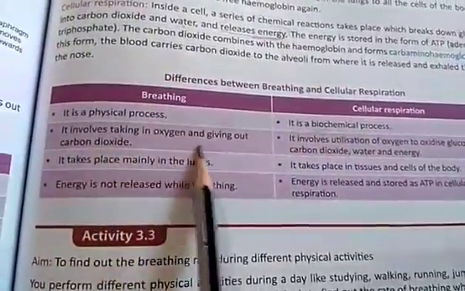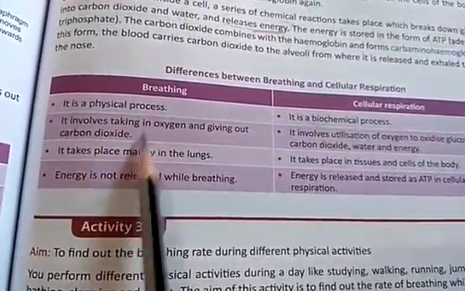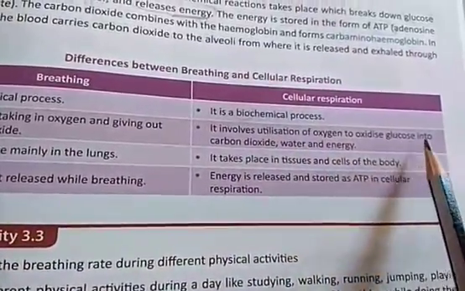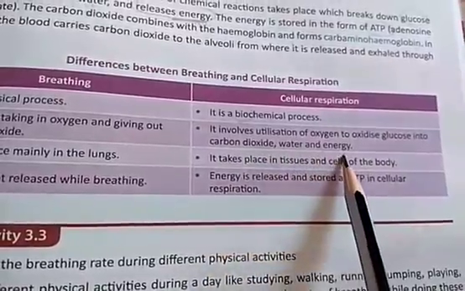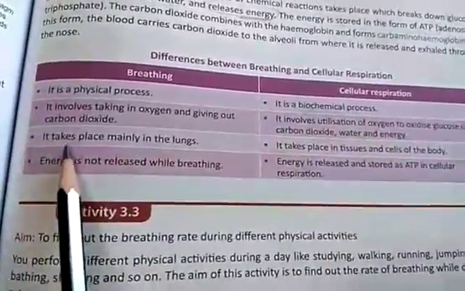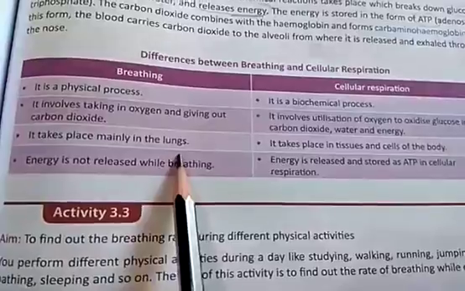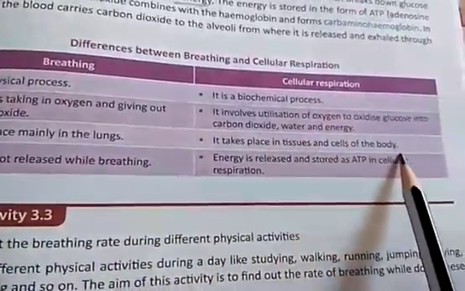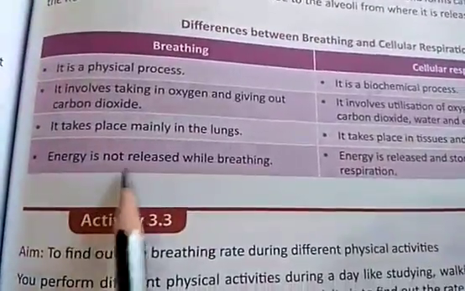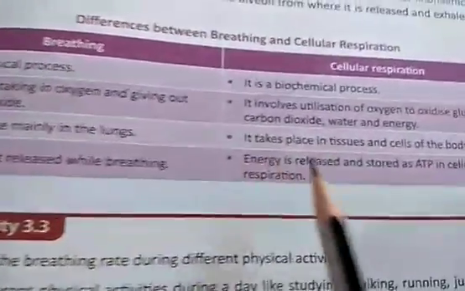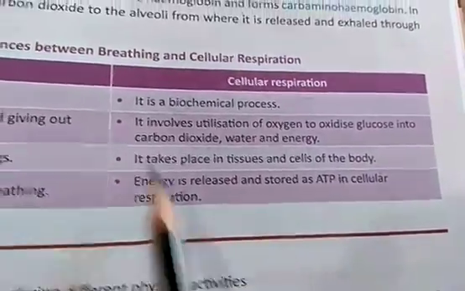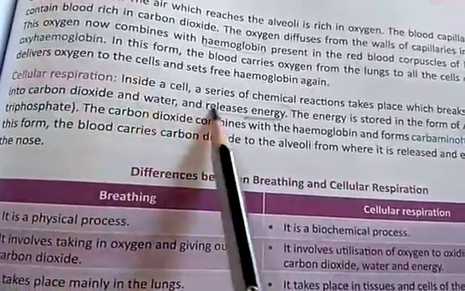Then breathing involves taking in oxygen and giving out carbon dioxide, that you know. Cellular respiration involves utilization of oxygen to oxidize glucose into carbon dioxide, water and energy. Then breathing takes place mainly in the lungs, but as the name suggests, cellular respiration takes place in the tissues and cells of the body. Then energy is not released while breathing, but energy is released and stored as ATP in cellular respiration, that we have already learned.